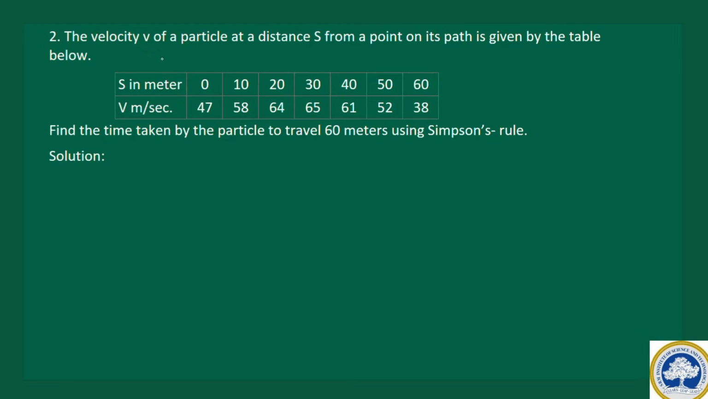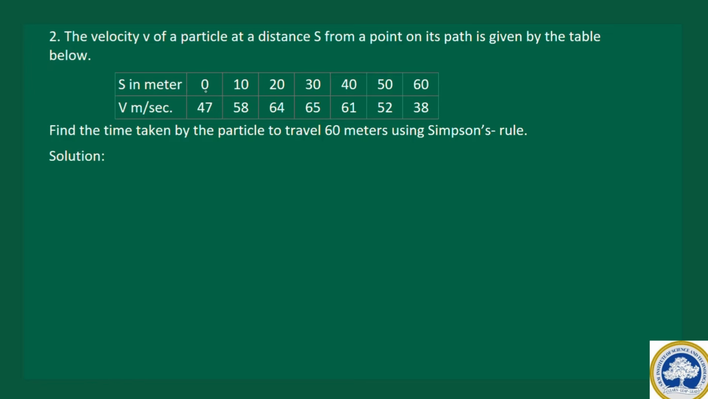Second question. The velocity v of a particle at a distance s from a point on its path is given by the table below. Here the table is given as distance and velocity of a moving particle. Now what we have to find here is the time taken by the particle to travel 60 meters using Simpson's rule. Simpson's rule means there are two methods: one is Simpson's 1/3 rule, another is Simpson's 3/8 rule. So we have to check whether both are applicable or not.